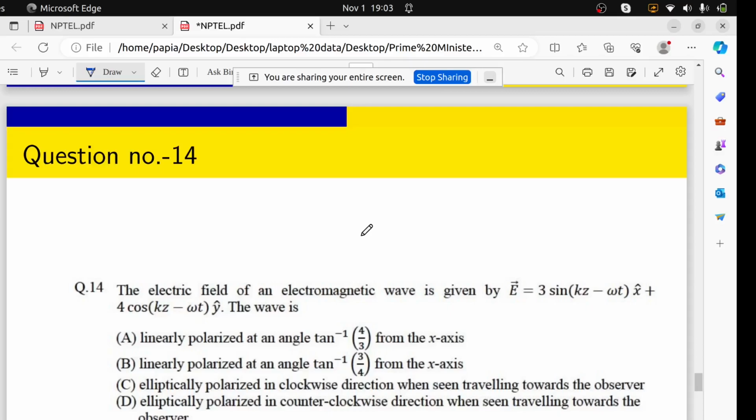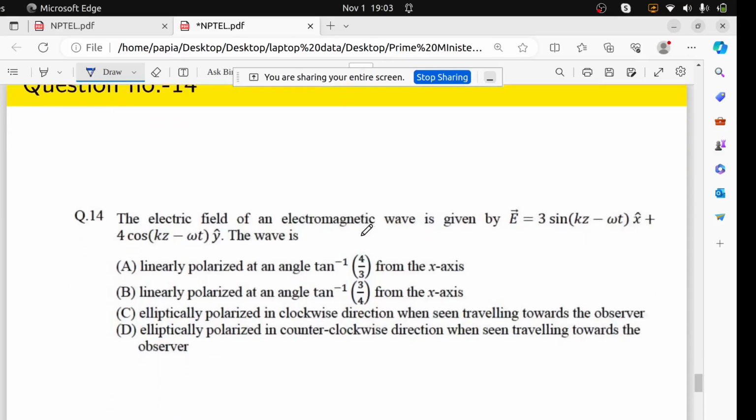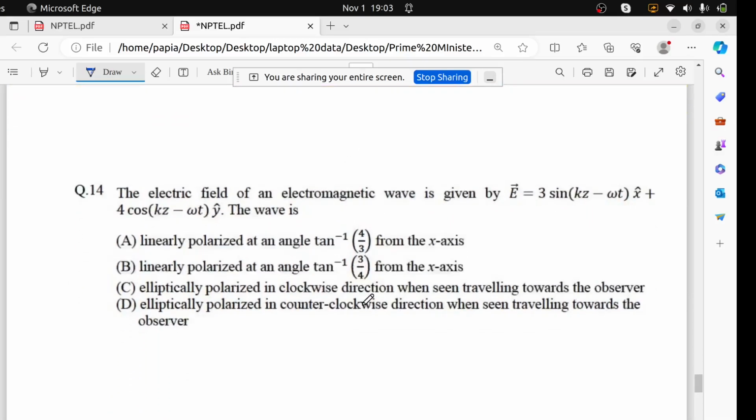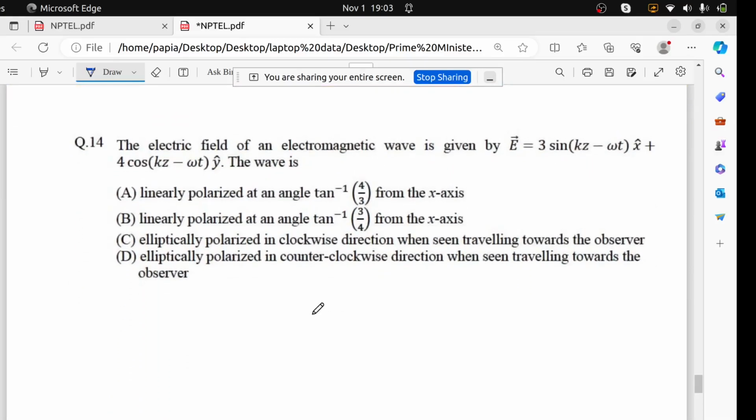Ma'am, please explain this. Okay, fine. So first of all, the question is like here the electromagnetic field is there, like electric field is given here. In electric field you can see that electric field is not in one direction, it is in 2 directions right now.